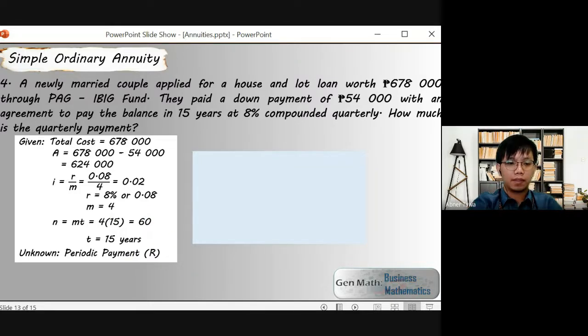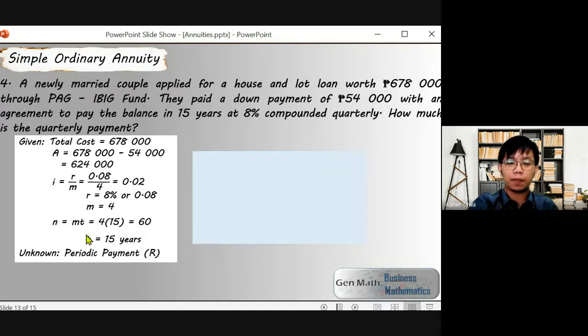Okay? And then the value of M, so sabi dito, compounded quarterly. Pag quarterly, always remember the value of M will be 4. So, always remember that. Dapat alam nyo kung ano yung maging value ng M depending on the given interest period. Okay? So we have here the value of I, that is 0.08 divided by 4, that will be 0.02.